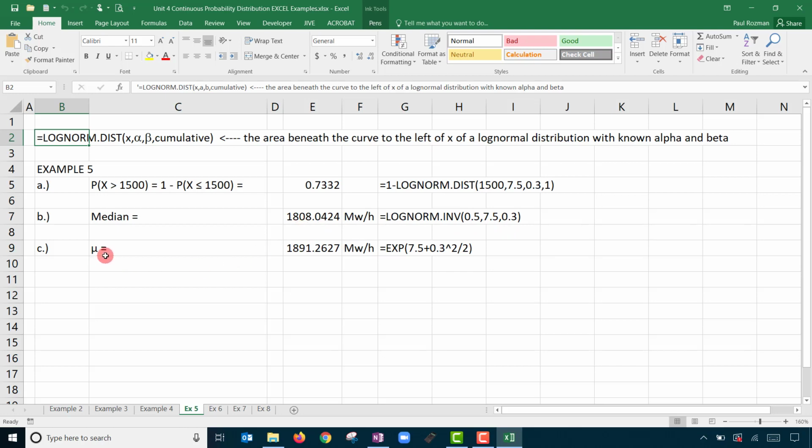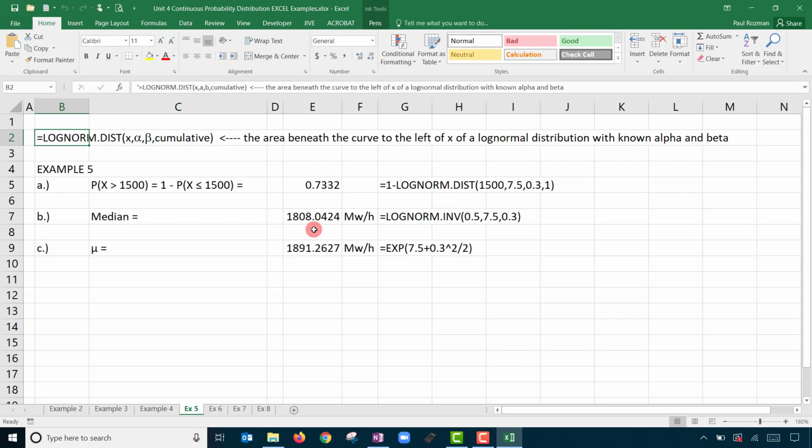For mu, calculating the mean, there is no built-in function. I had to just use the formula that we have. EXP is how you do exponential with natural log base. So this EXP means e raised to the, and then whatever you put in brackets. So in this case, it's 7.5, alpha plus beta squared over 2. And we did agree with the same answers. We saw that because of the skewness, the mean was a bit larger than our median.